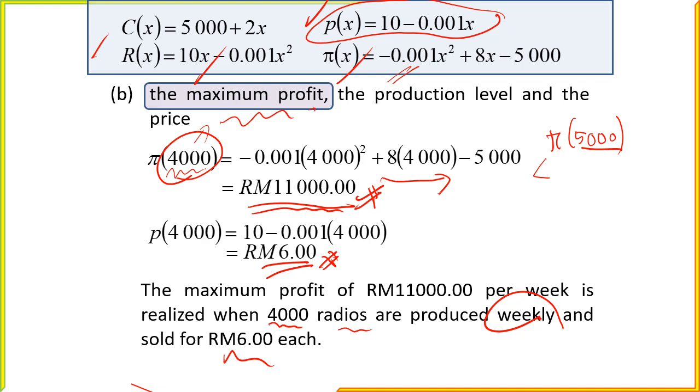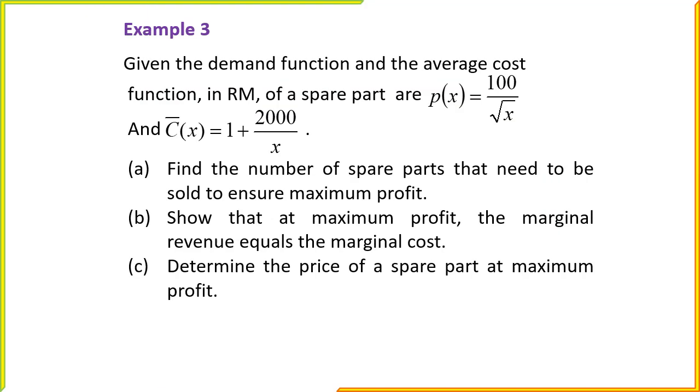So let's continue with the next example. Okay, so let's continue with example 3. Given the demand function and the average cost function in RM of a spare part are P(x) equal to 1,000 over square root of x and C bar(x) equal to 1 plus 2,000 over x.